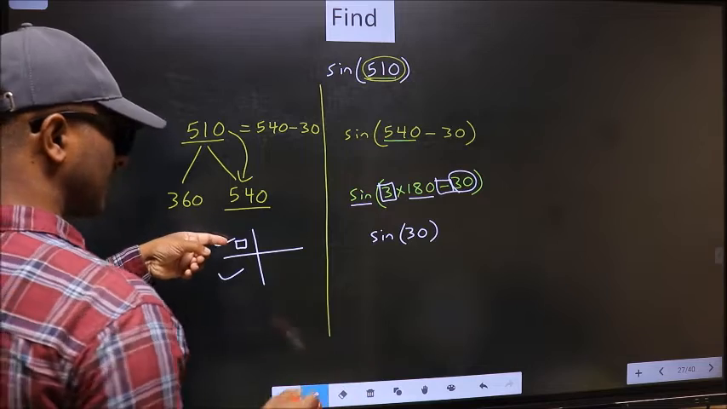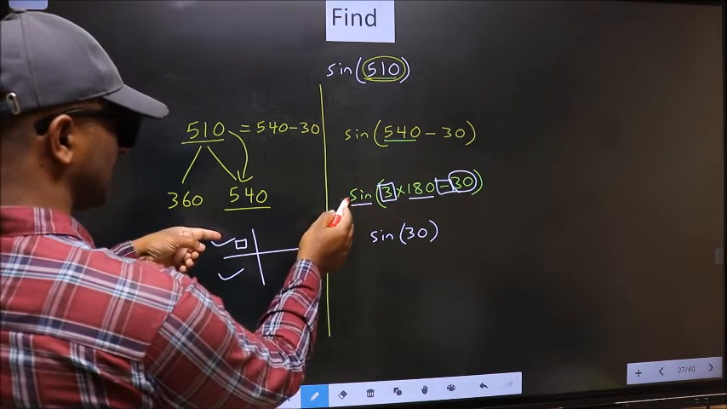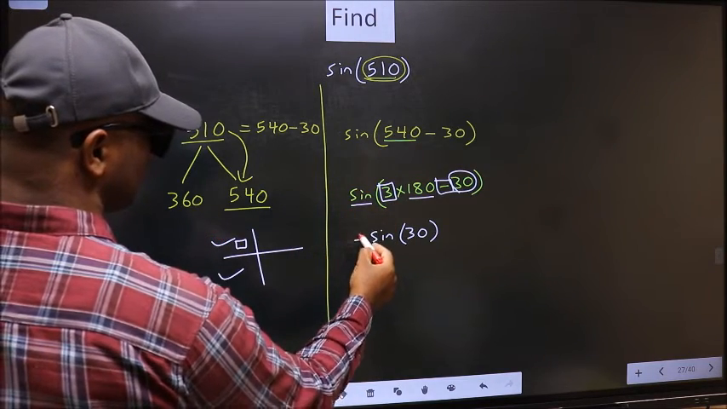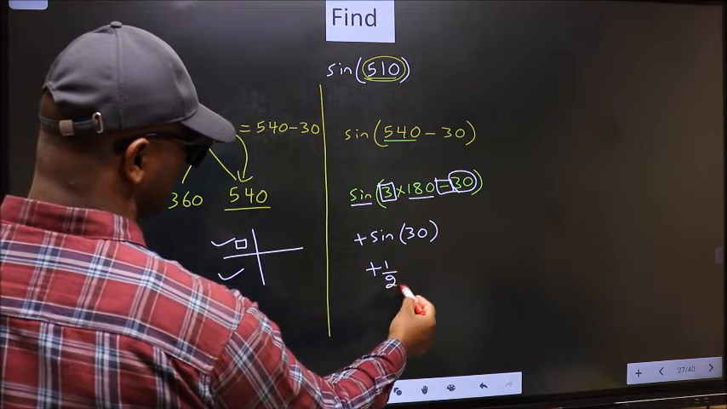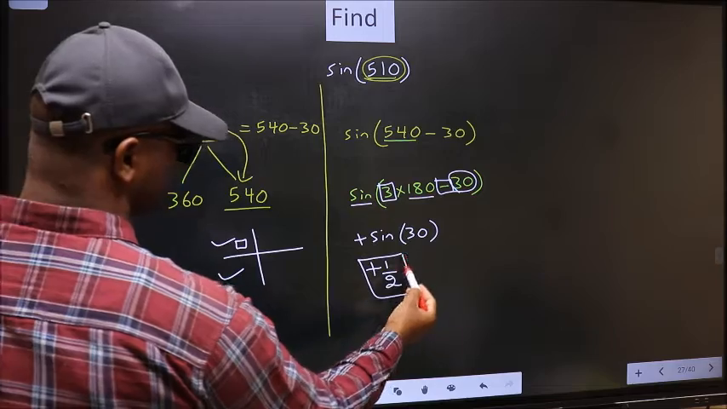And in the second quadrant, sine is positive. So we should put plus. So plus sine 30 is 1 by 2. This is our answer.